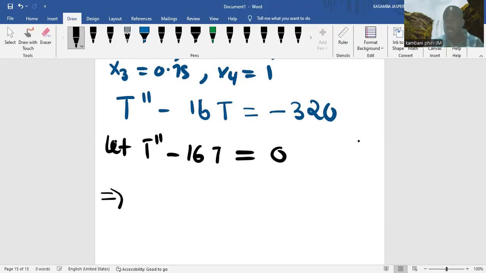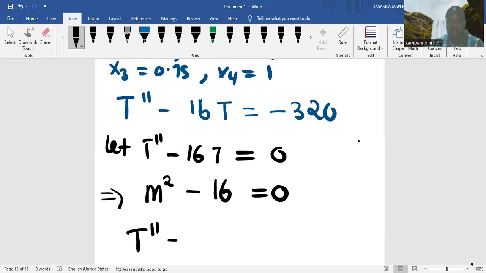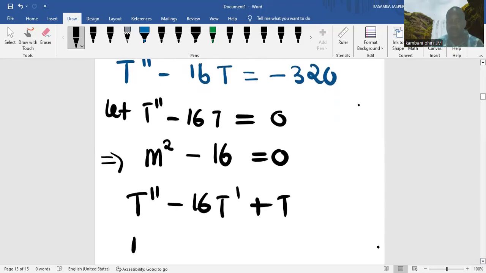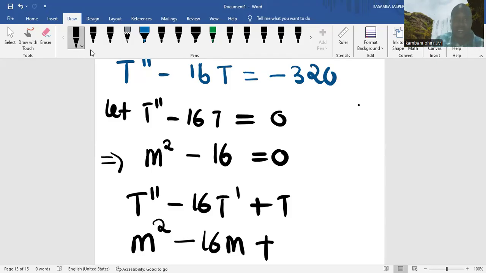So now, how do we work out this? We express it in this form, m squared minus 16. Suppose we had T double prime minus 16T prime plus T, we are going to express it in this form, where each derivative is m. But since we have the second derivative, we put m squared minus 16. It should be comfortable to express it in this form, and this would be equal to 0.